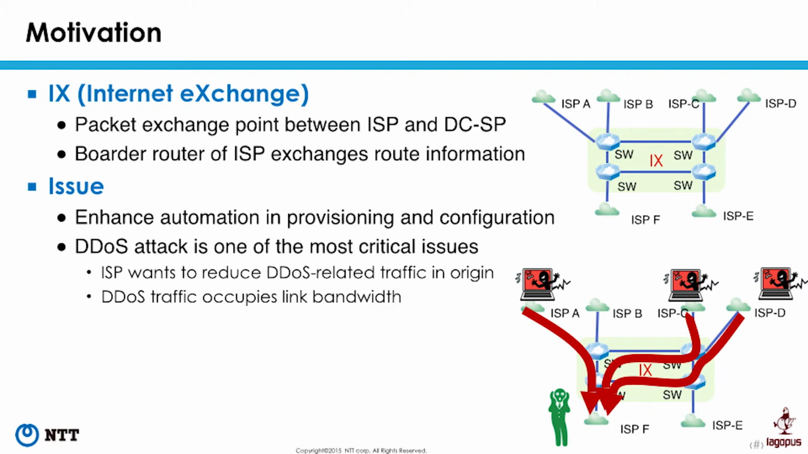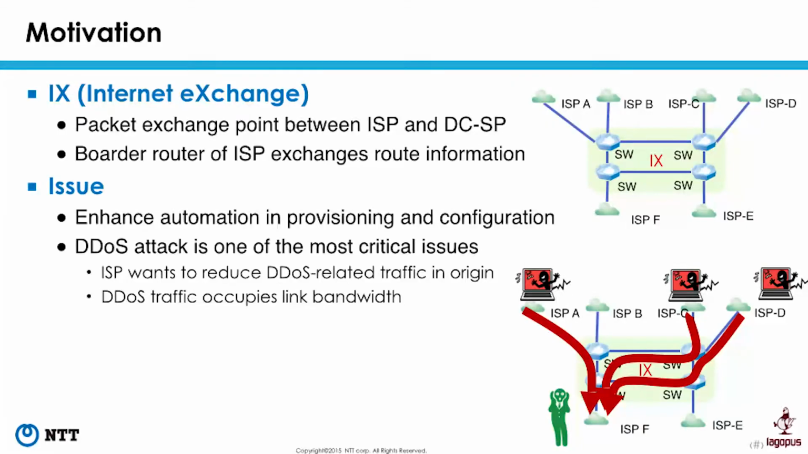In the IX, the Internet exchange point between the ISPs, the data centers and the service providers, the service provider prepares the border router to exchange the route information for the internet. And so there are a lot of issues for the next generation of IX.